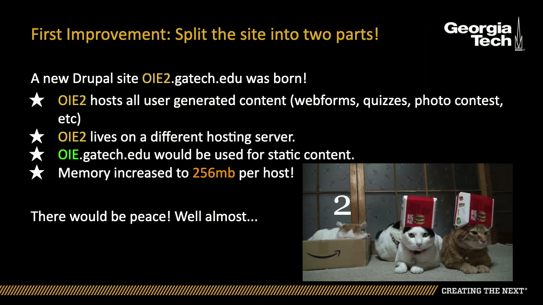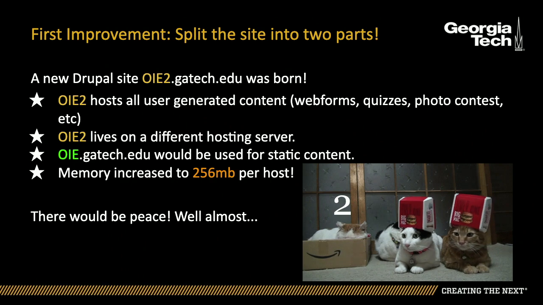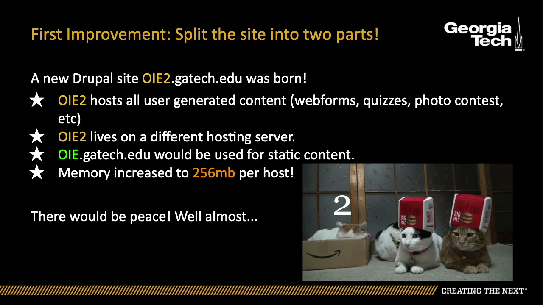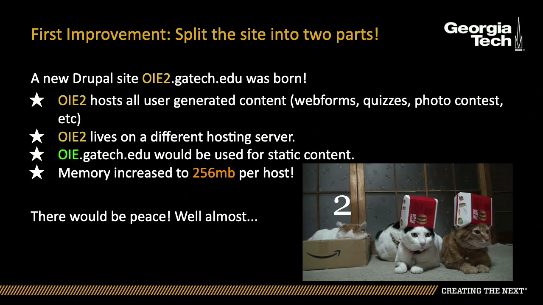So the first improvement we came up with was to split the site in two. If we split it in two, we can migrate over all the web form quizzes, our photos, our applications. So then we made this OIE2. That allowed us to have user-generated content on a different server. Since we only had a couple of servers, we at least put it on a different server.